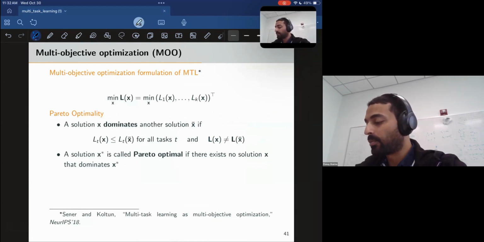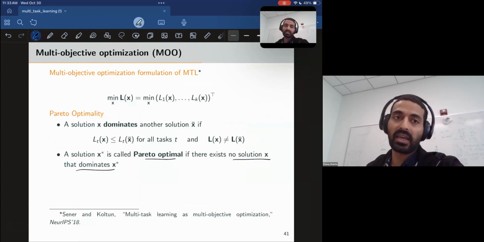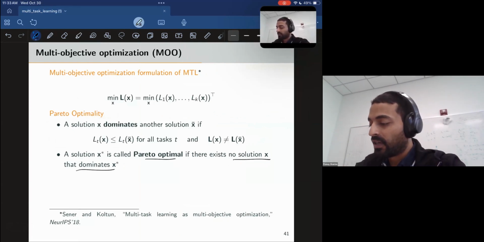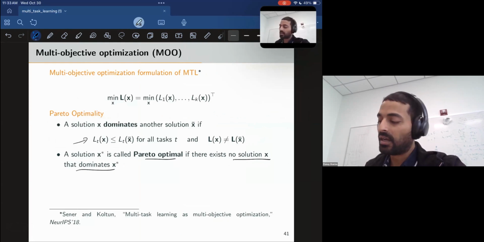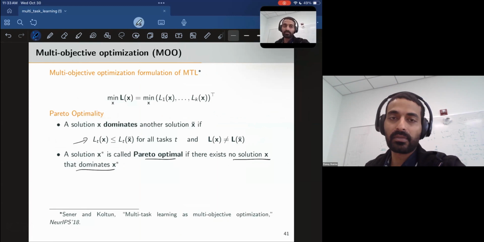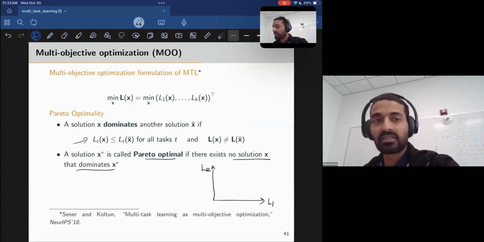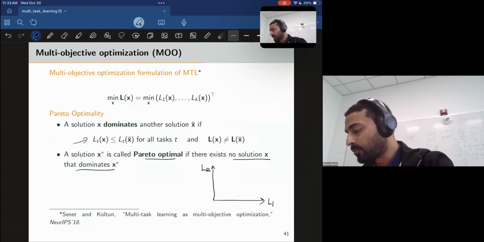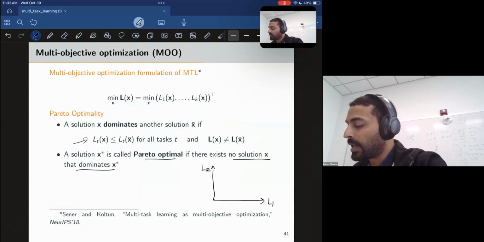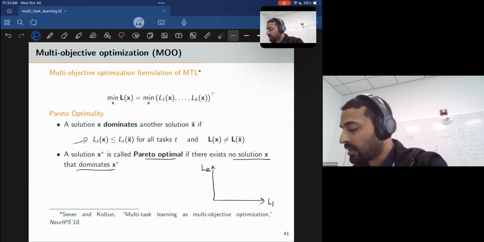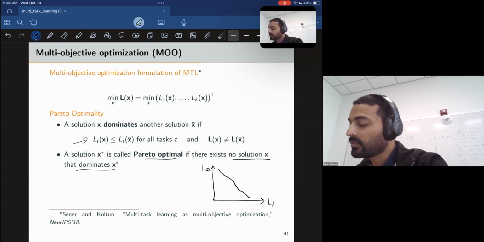And a solution is called Pareto optimal if there is no other solution that dominates X star. So if this condition is satisfied by some X star, it is Pareto optimal, and you can have infinitely many Pareto optimal solutions, right? Just to give a concrete example, suppose you have L1, the first loss, on the L1 axis and the second loss on the L2 axis, and you plot the different loss values achieved by a model between different trade-offs achieved. Suppose you get a figure like this, right?